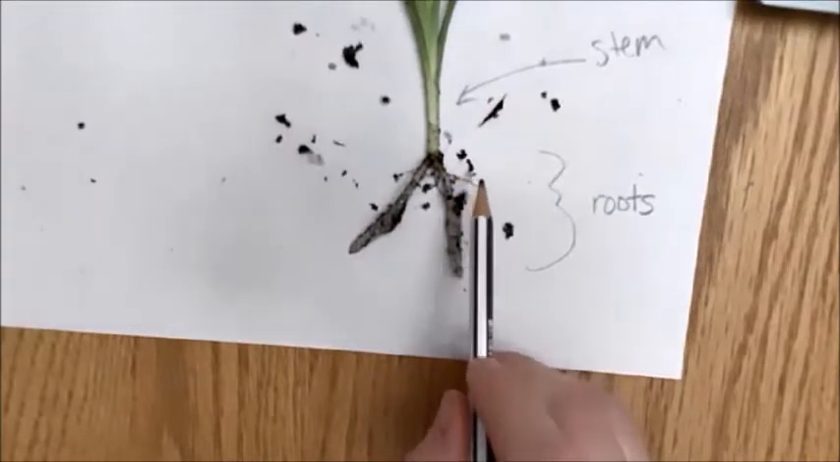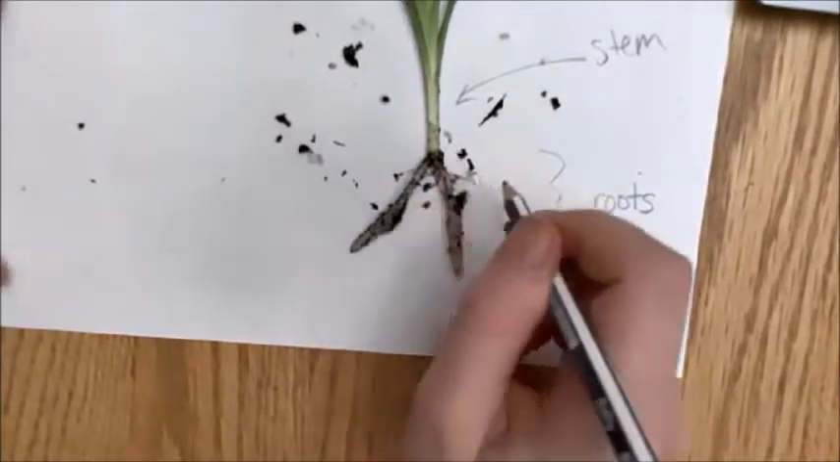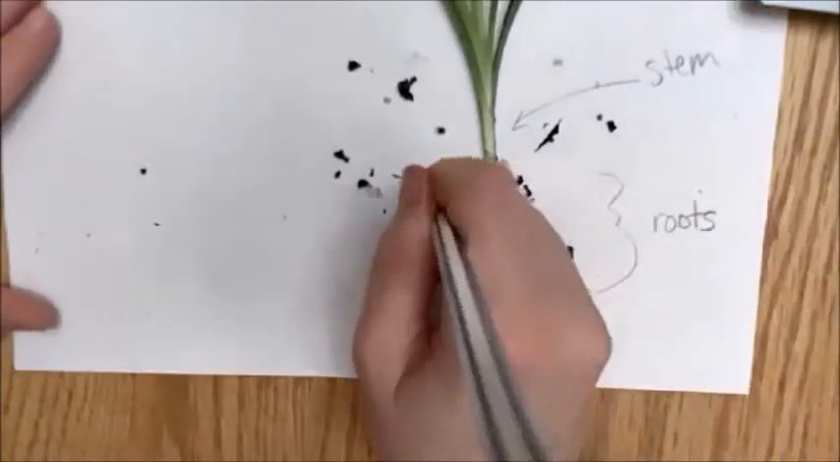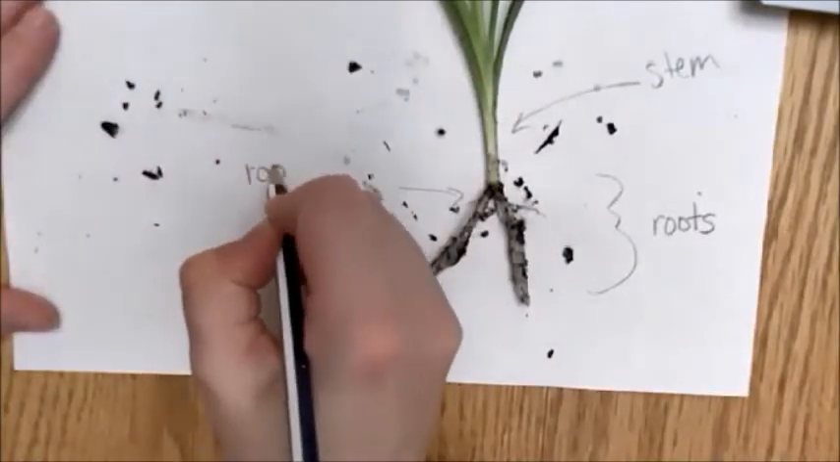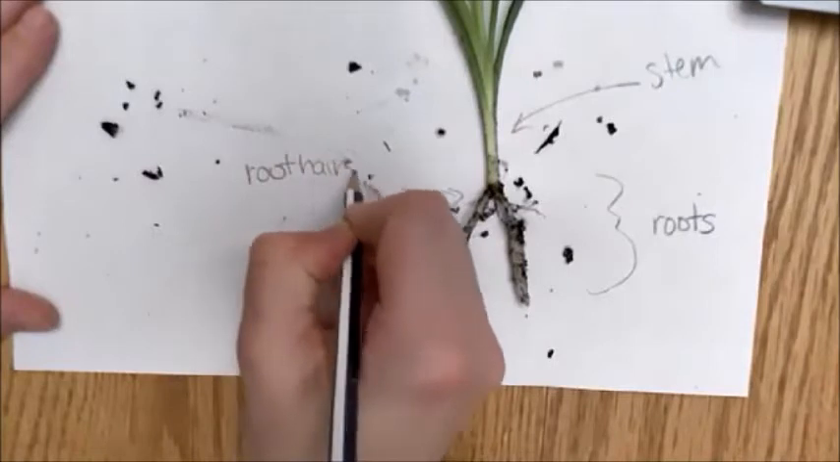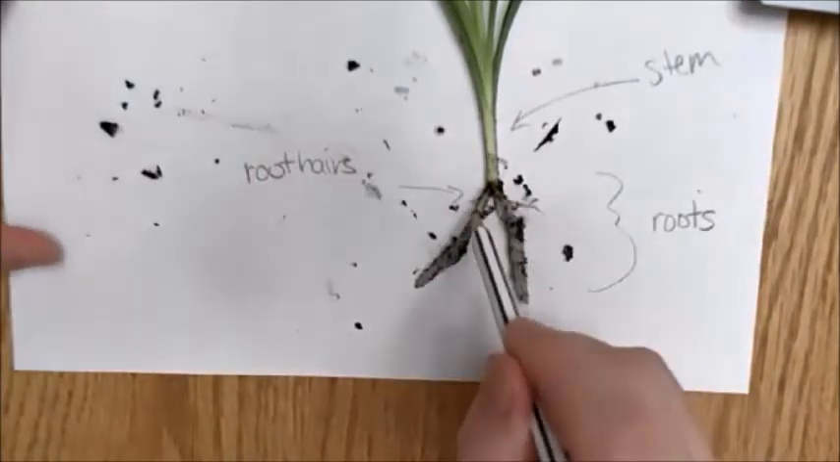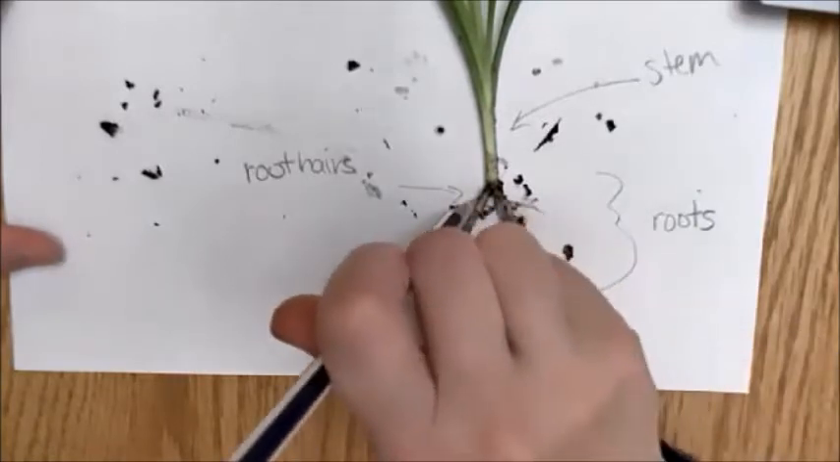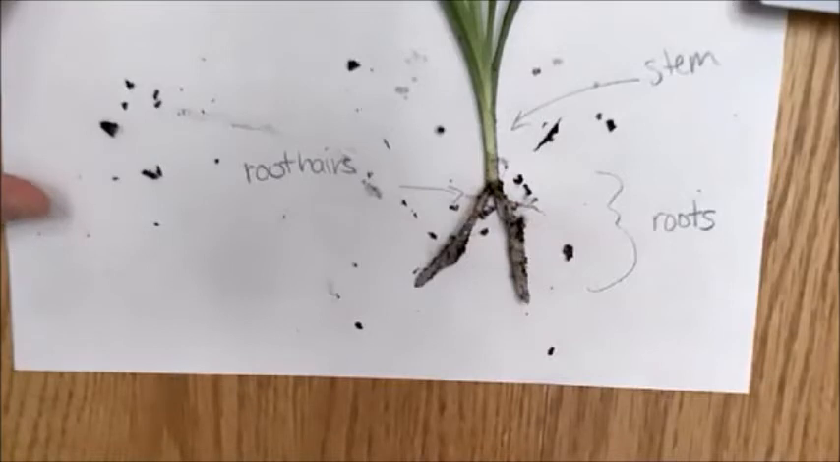Those are called root hairs. Root hairs have the important job. I'll draw an arrow to this one over here. Root hairs have the very important job of absorbing the water. These tiny little roots, almost like little rootlets, absorb the water.